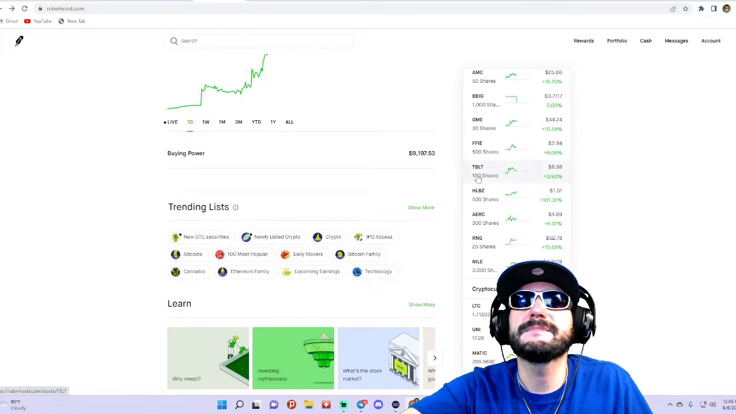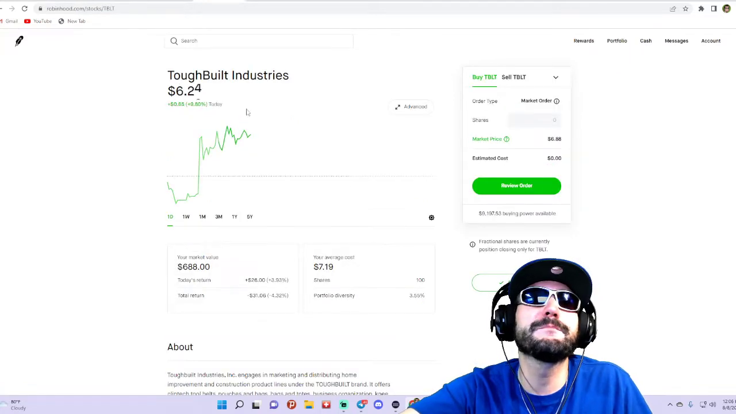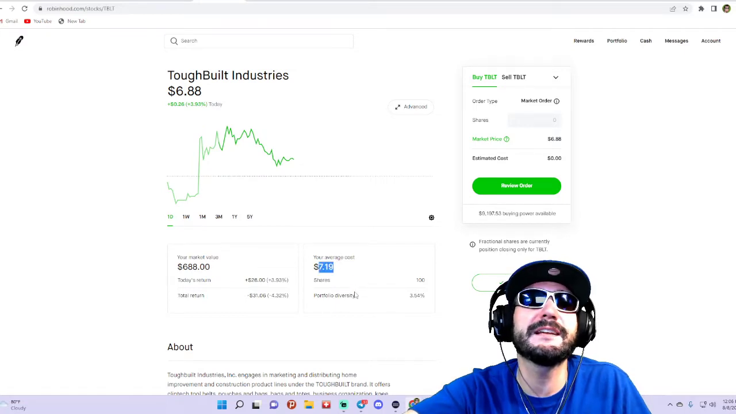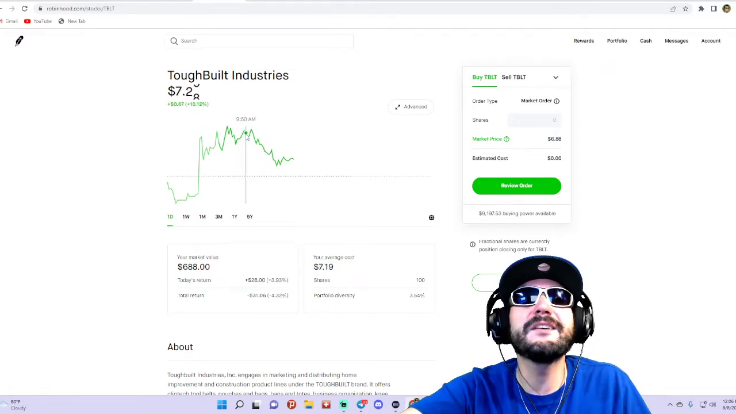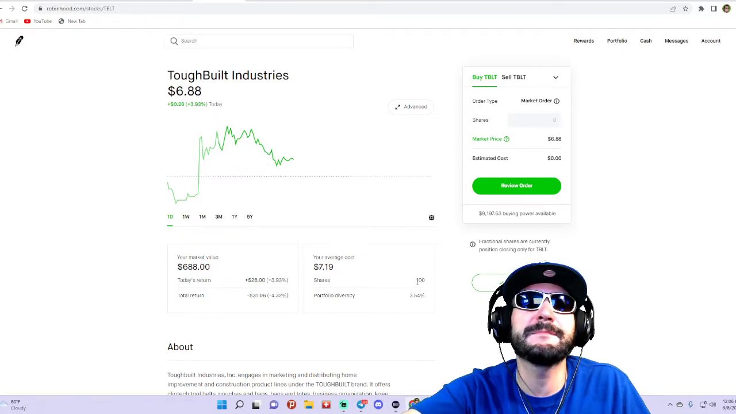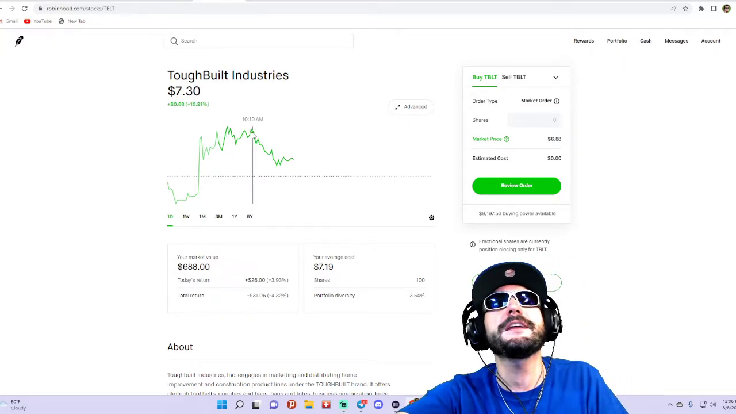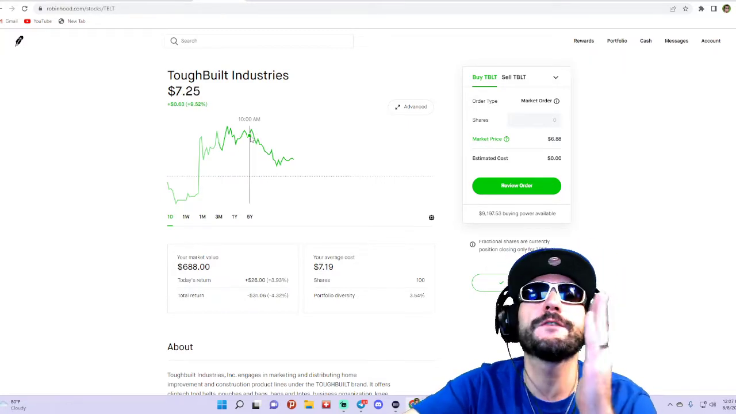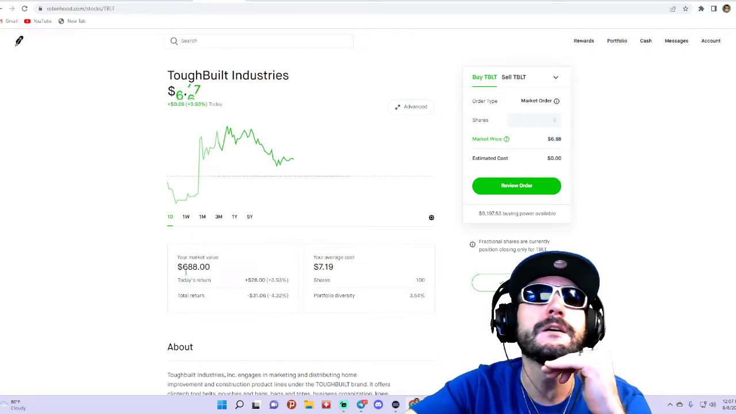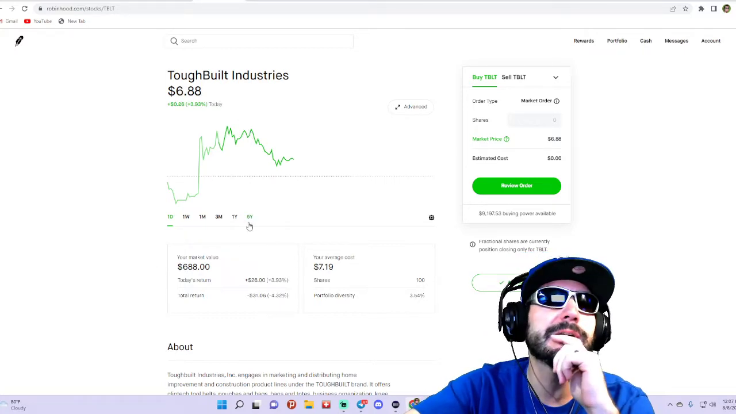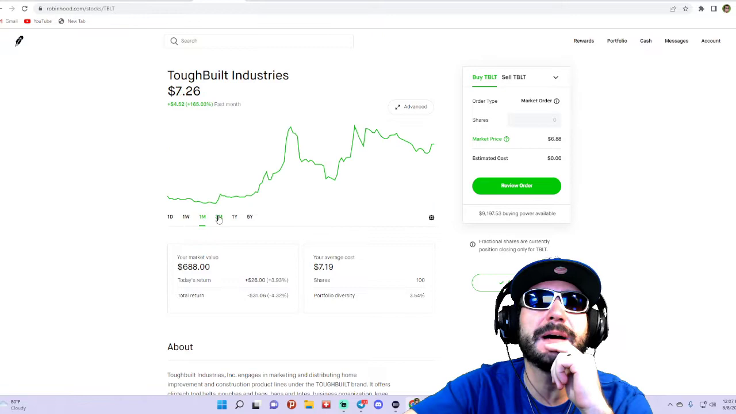We got TBLT. Look at this. Tough Built Industries. This one I actually did not do a very good trade on. As you guys see, my average cost was $7.19. Luckily, I did sell. I had like 250 shares. I'm down to 100. I did sell for profit here when it went to $7.30. So I got out at the perfect time. I probably should have sold it all, but for some reason I decided I wanted to keep 100 shares, see if it could ride up higher, which it might.